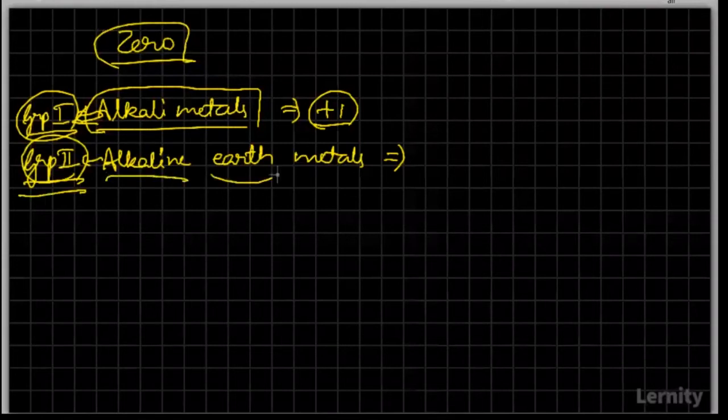But here an additional term, earth, is used because mostly the elements falling under this particular group are found in earth's crust. So, to easily differentiate between group 1 and group 2, we name the group 1 elements alkali metals and group 2 elements alkaline earth metals. So yes, they have the fixed oxidation number +2.